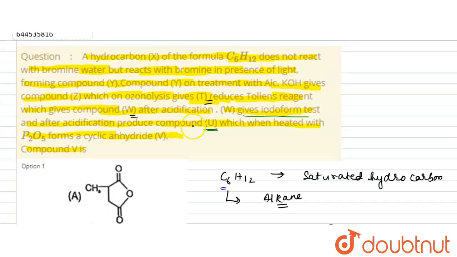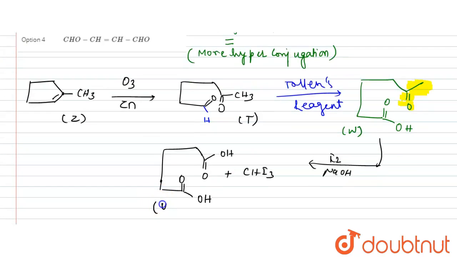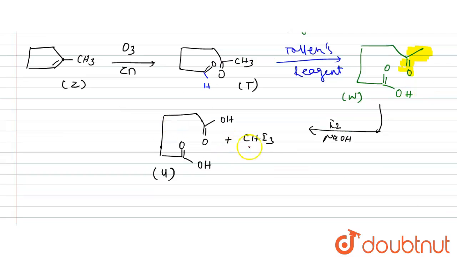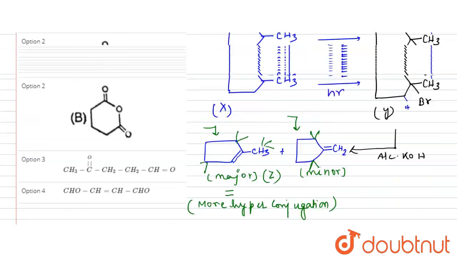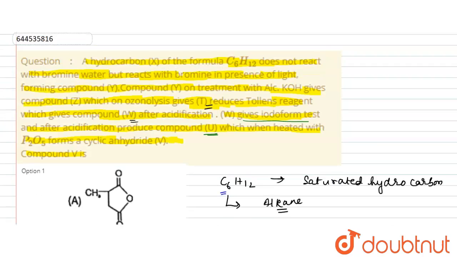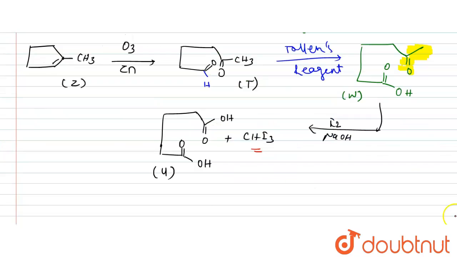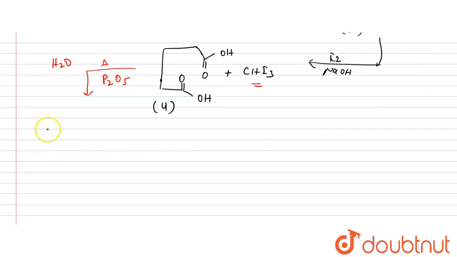So the compound U, after acidification, you get compound U. So which is compound U? This is compound U. This is the compound which is formed after the iodoform reaction, and this was CHI3, which is the organic compound iodoform. Now when U is heated with P2O5, it forms a cyclic anhydride. We know very well that if you heat this with P2O5, water will be released, and finally you will get a cyclic compound, a cyclic anhydride.